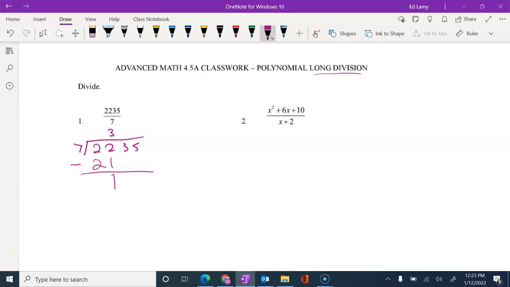7 goes into 1? No, it does not, so we have to bring down this 3. We ask, how many times does 7 go into 13? And the answer is 1. Then we multiply, 1 times 7, and then again subtract. 13 minus 7 is 6. And we cycle again. Does 7 go into 6? It does not. So we bring down the 5. 7 goes into 65 9 times. 9 times 7 is 63. We subtract, and we get a 2.